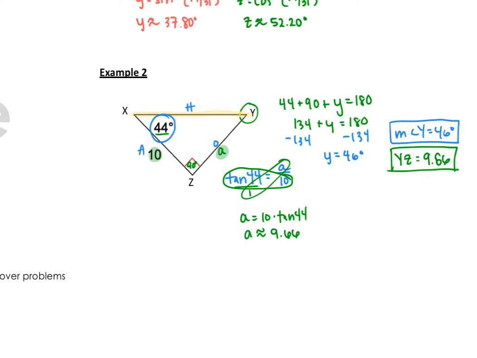Okay, now I'm going to solve for my hypotenuse, which I'll go ahead and call B. So that's my hypotenuse. I'm going to use the same reference angle. So that's adjacent and hypotenuse, which means I'm going to use cosine. So it's going to be cosine 44 equals the adjacent side over the hypotenuse, and cross multiply. So B times cosine 44 equals 10 times 1, which is 10. And divide by cosine 44.